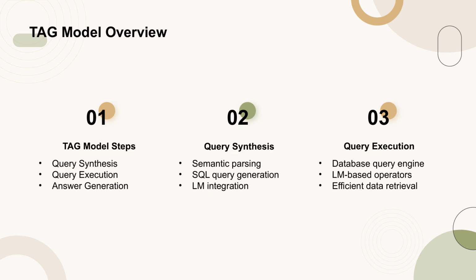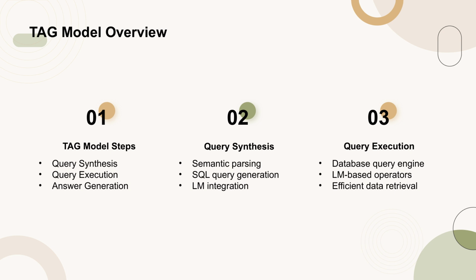The TAG model processes natural language requests through three main steps: query synthesis, query execution, and answer generation. In the query synthesis step, the system translates the user's natural language request into a database query, often using SQL. This involves semantic parsing to understand the user's intent and generate an appropriate query.